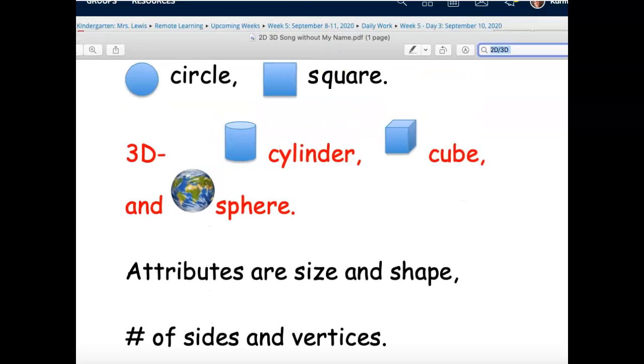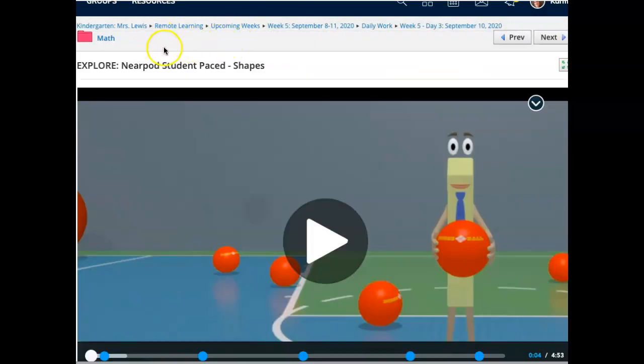So we are going to go into our math folder for today, which is week 5, day 3, September 10th. Very exciting. We're going to watch this Nearpod student paced shapes video together and answer some of these questions.